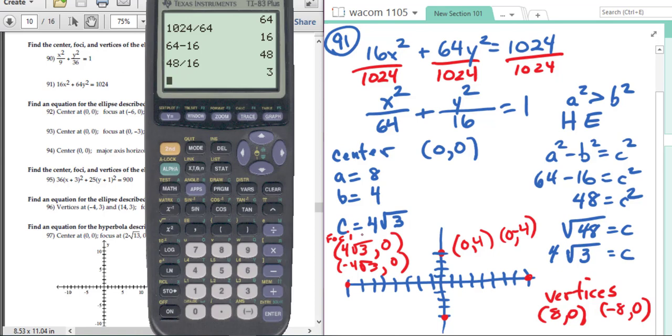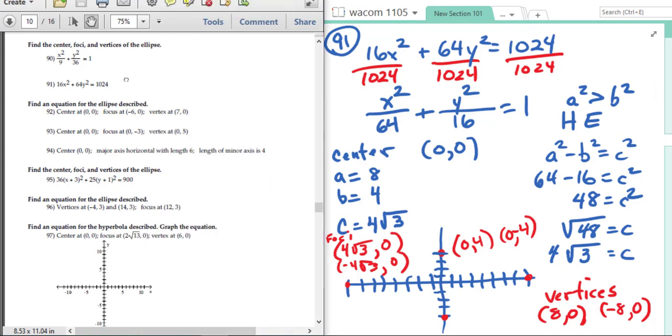Let me look quick and see if I answered all the questions. Find the center. We did. The foci, we did. And the vertices, the (8, 0) and (-8, 0) are the vertices. The others are called endpoints.